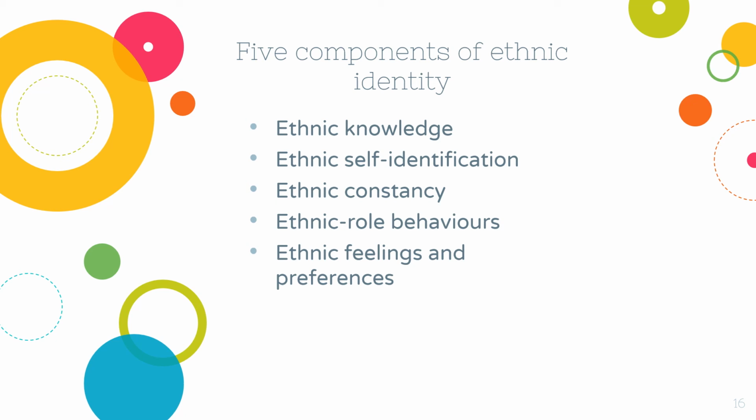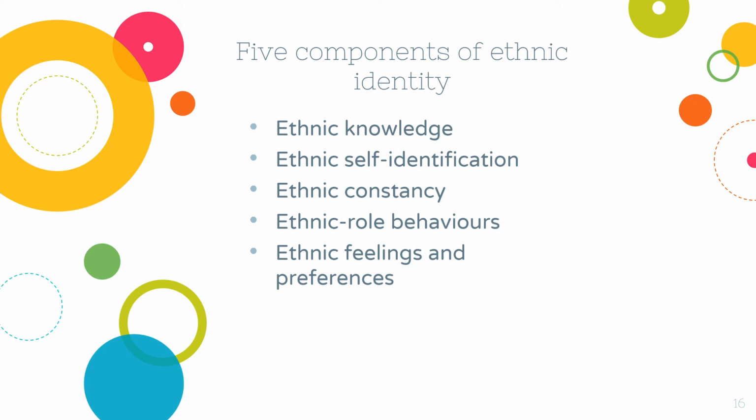So, ethnic knowledge refers to children's knowledge that their ethnic group has certain distinguishing characteristics such as behaviors, physical traits, values, customs, and language that set them apart from other groups. Ethnic self-identification reflects children's categorization of themselves as members of their ethnic group. Ethnic constancy concerns children's understanding that the distinguishing characteristics of their ethnic group do not change across time and place, and they will always be members of their ethnic group. Ethnic role behaviors include children's engagement in the behaviors that reflect the characteristics of their ethnic group. Ethnic feelings and preferences refer to a child's feelings about belonging to their ethnic group and its members, and their preferences for the characteristics that distinguish their group.